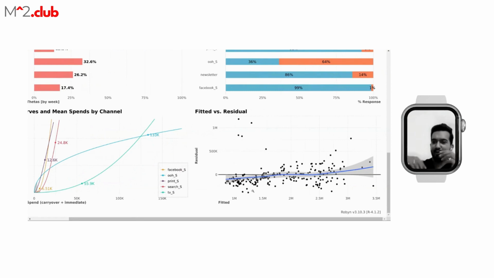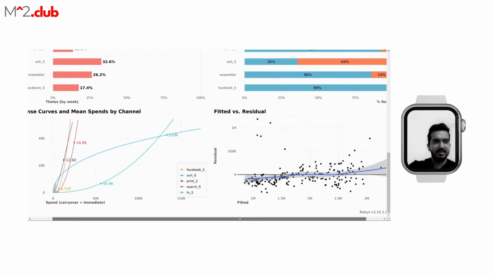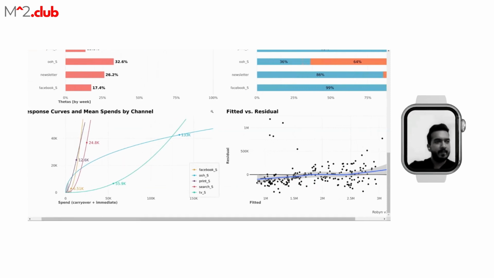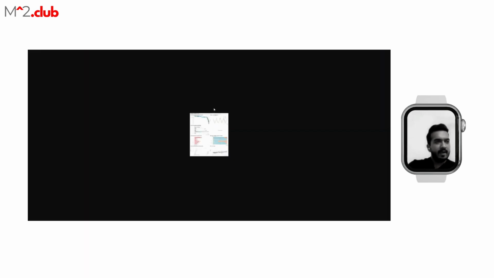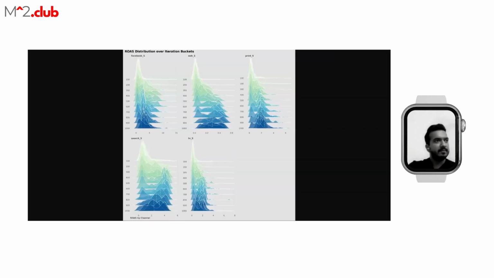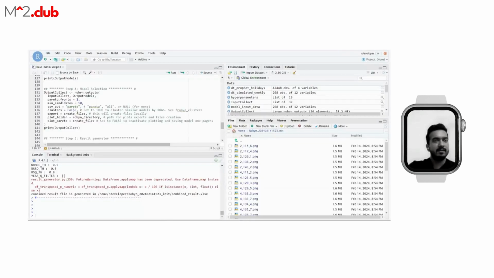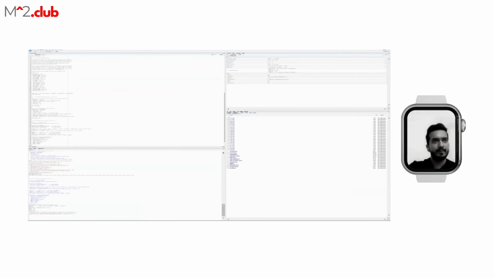You don't want it spread out too much, meaning you have so many outliers that you need to add more variables to make sense of it. So that is how you would use this plot. And that is all about the model one pager. And I think that covers the code demo.